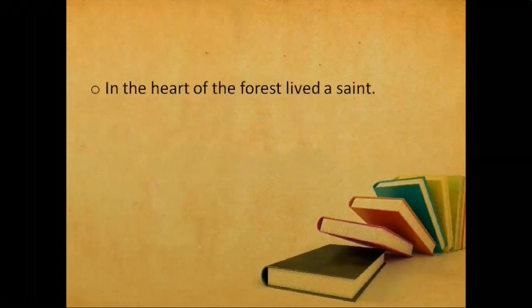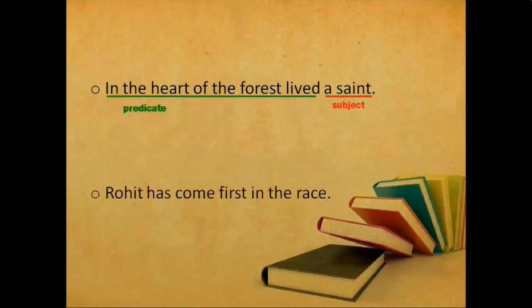In the heart of the forest lived a saint. Whom are we talking about? A saint. Thus, it becomes subject and the rest becomes predicate. Rohit has come first in the race. Whom are we talking about? Rohit. Rohit becomes the subject and the rest becomes predicate.